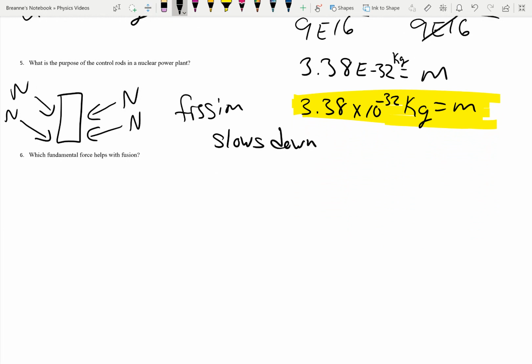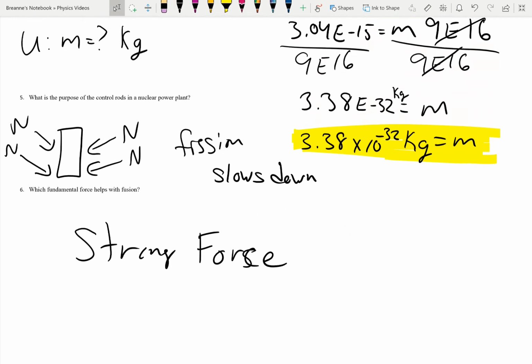6. Which fundamental force helps with fusion? That would be your strong. Strong force helps with fusion. If it's asking for fission, that'd be your weak force. But strong force helps with fusion. I believe that's it for nuclear.